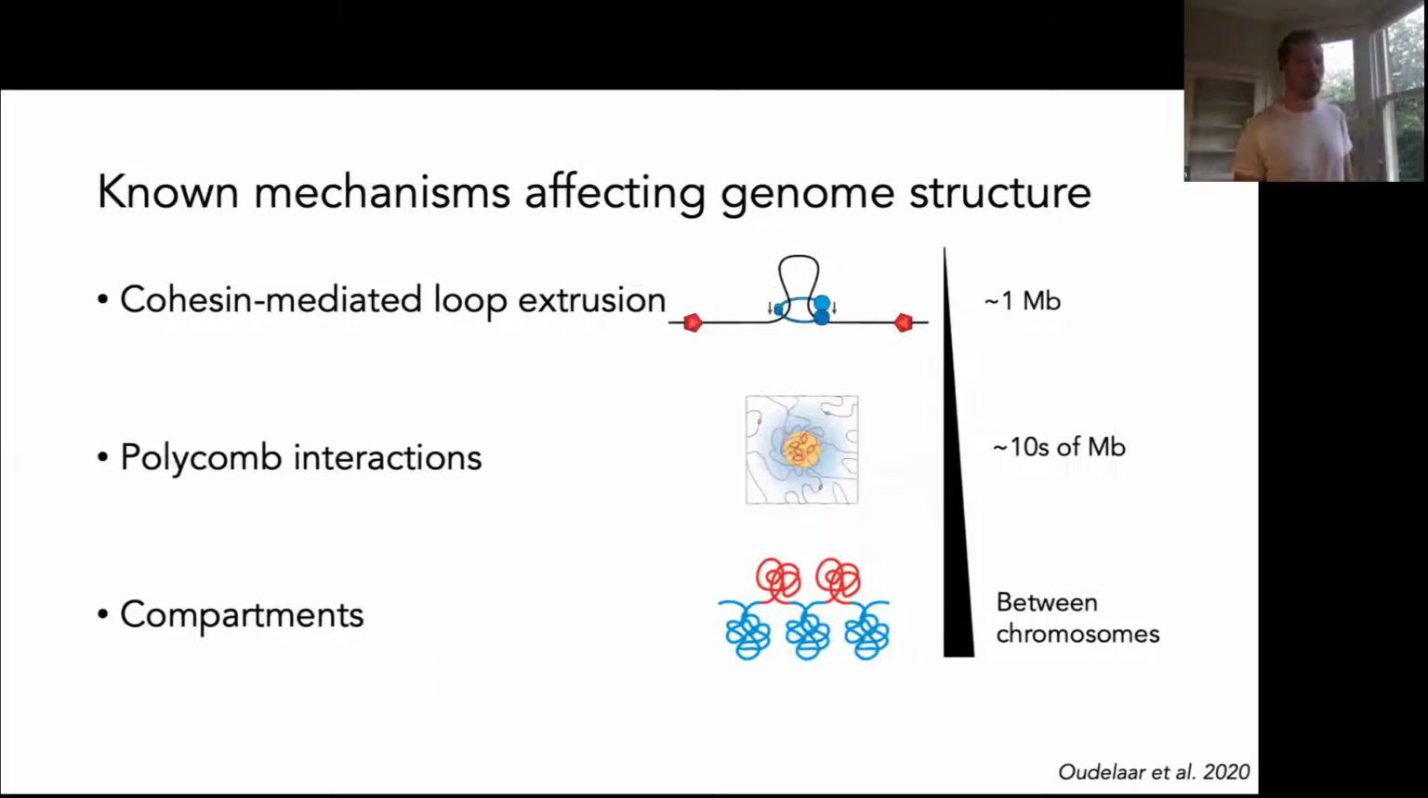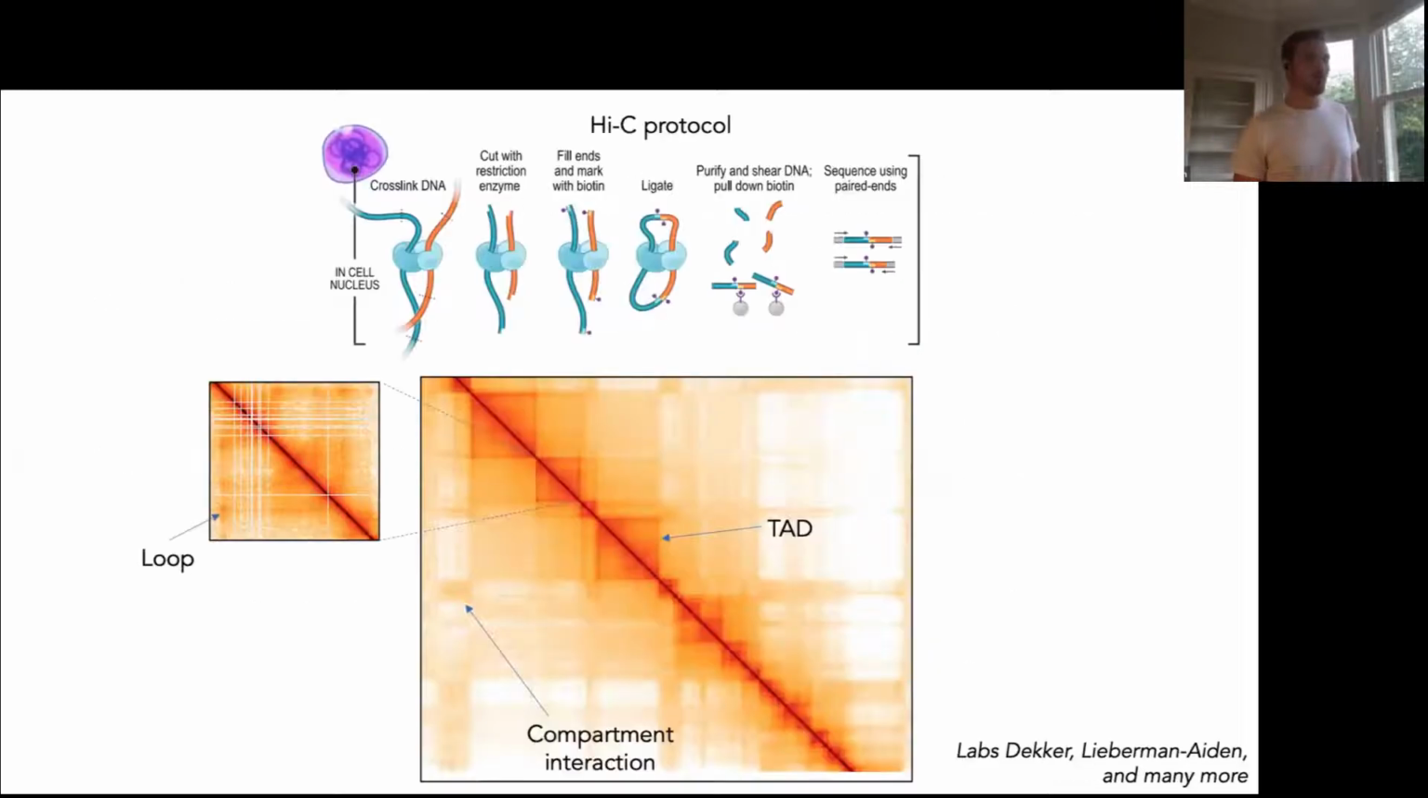And even larger than that, we have these compartments, which are much bigger genomic regions. They are several hundred kb, several megabases in some cases, and they interact with their own compartments. If you're in the A compartment, which is essentially euchromatin, then you tend to interact with other A compartments and so on. And this occurs both within and between chromosomes. So the point here is just to say there are different mechanisms and there are different scales that they operate at.